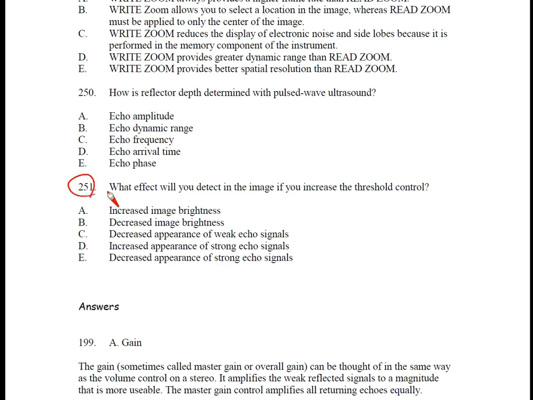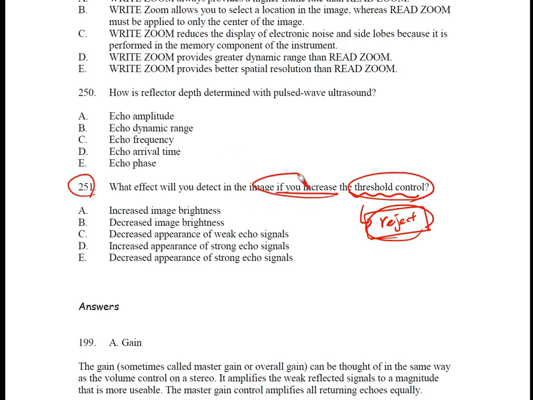If you look at problem number 251, it mentions the threshold technique here. You can consider rejection as a synonymous term. It's also called rejection. The function of rejection is characterized by its ability to eliminate weak signals.